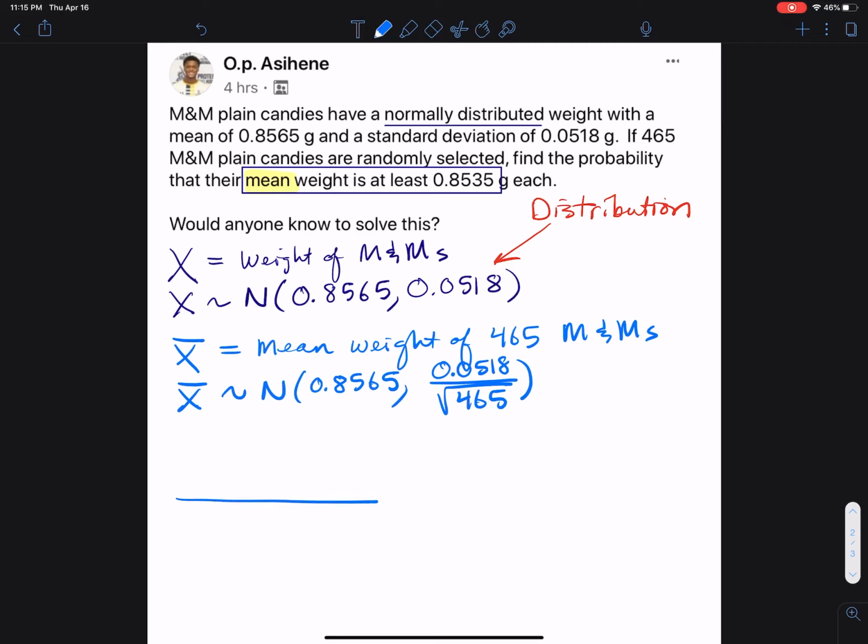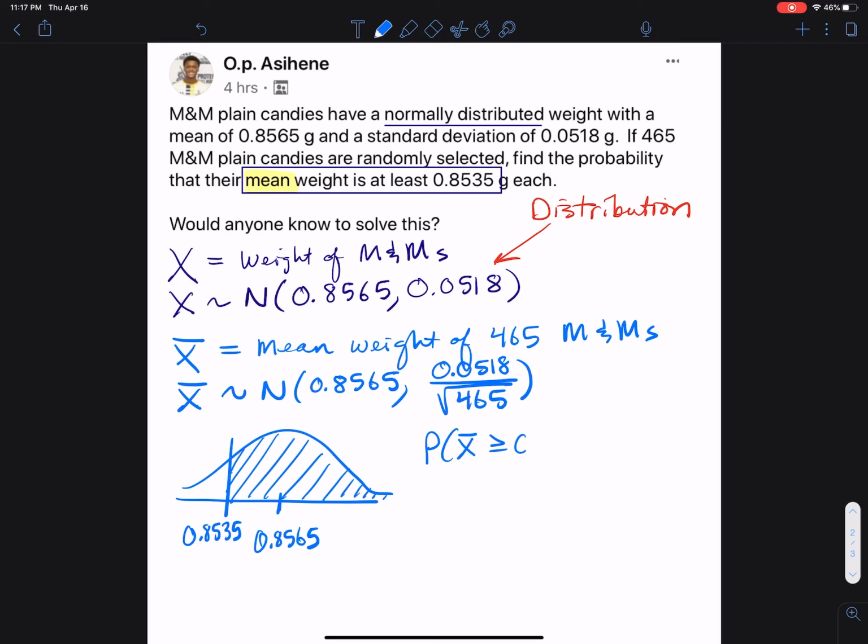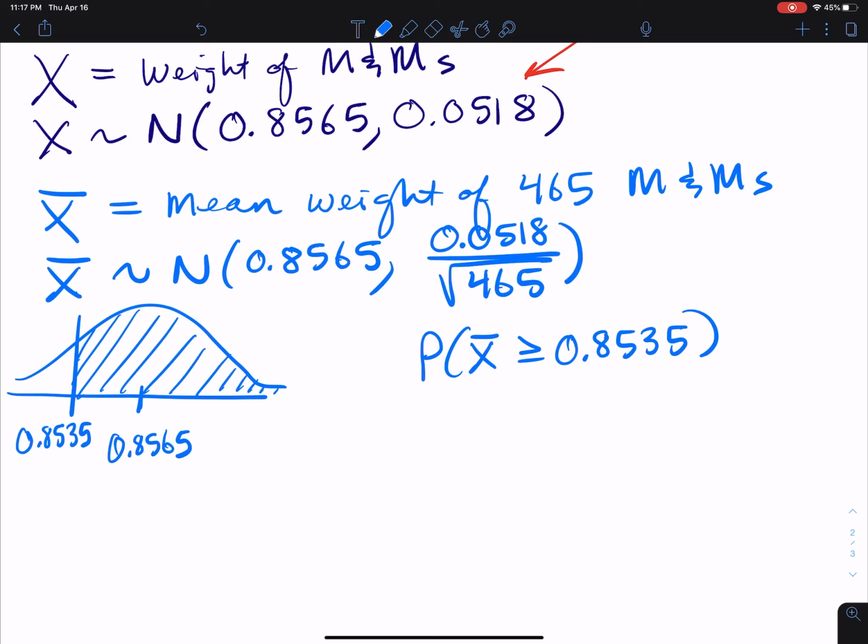So if we draw a picture of what we're trying to find, we can put the mean in the middle, 0.8565, and it wants the probability of getting a mean weight that is at least 0.8535. Notice that 0.8535 is to the left of this, so I'm going to draw it over here, 0.8535. And it says at least, so I'm going to shade to the right. It says at least, so we know that this probability will be bigger than 0.5. But let's find it. The probability that x bar is greater than or equal to 0.8535. So how do we find that?